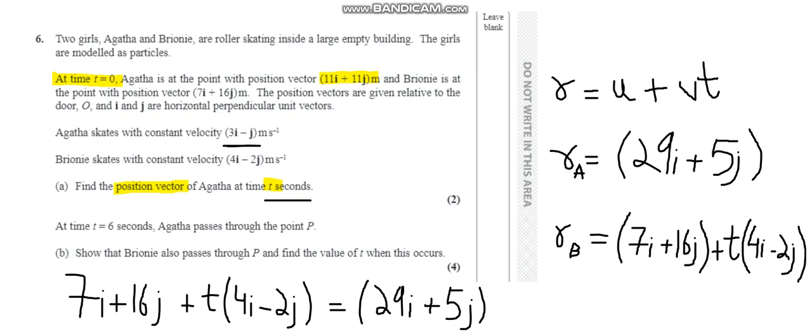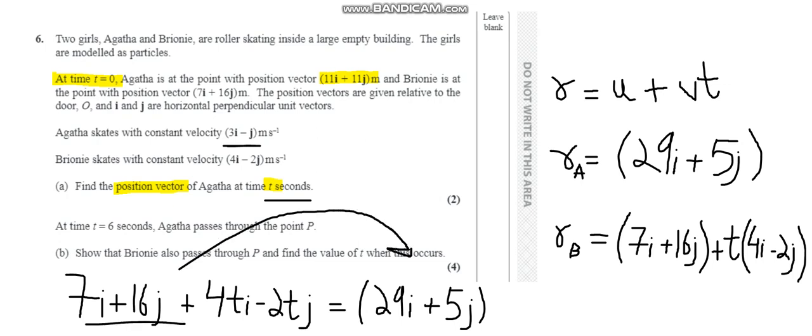Now I'll expand the brackets, multiplying with t. Remember guys, you can solve this type of problem in two ways. First, you can take the 7i and 16j to the other side and subtract them from 29i plus 5j, or you can take 4ti and 2tj as common terms and add them with the 7i and 16j, and then move it to the other side. So I'll do the easy way now.